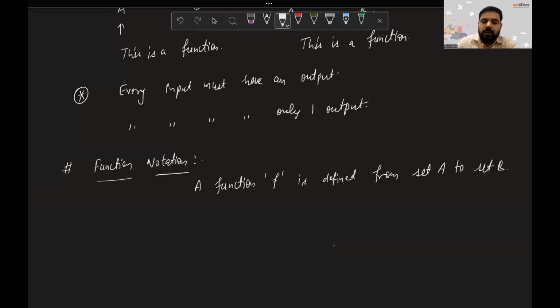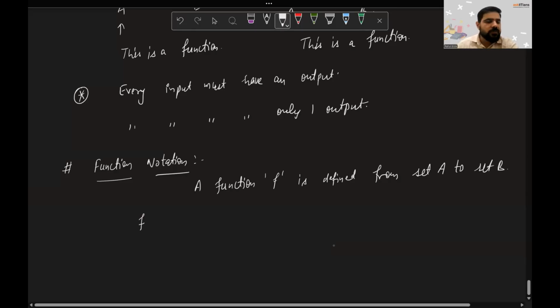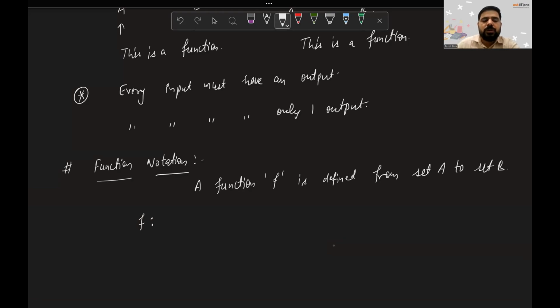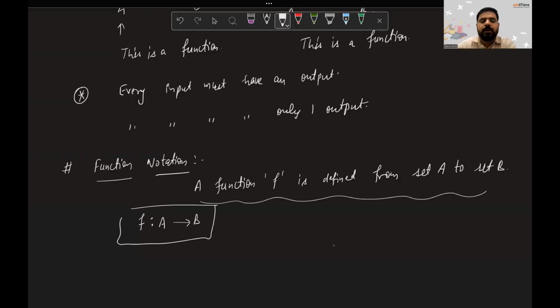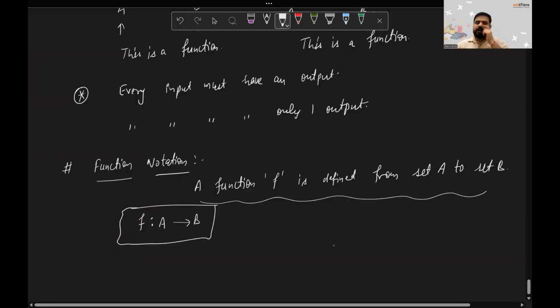Then how do we denote that? We write the name of the function, which was f. We use a colon over here. We write down the first set, then take an arrow and write down the second set. This is exactly how we denote a function. We read this as function f from set A to set B. Whatever we wrote here in sentence format, we have written in compact form over here. I hope we are clear till here on how we denote a function.